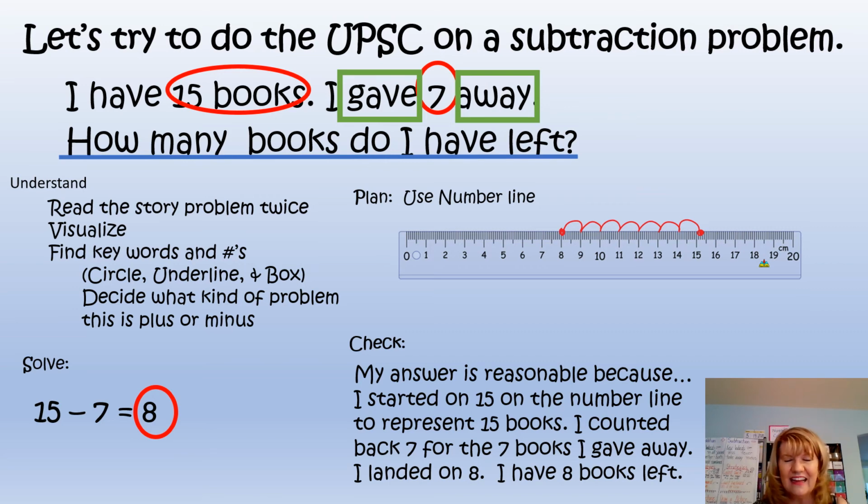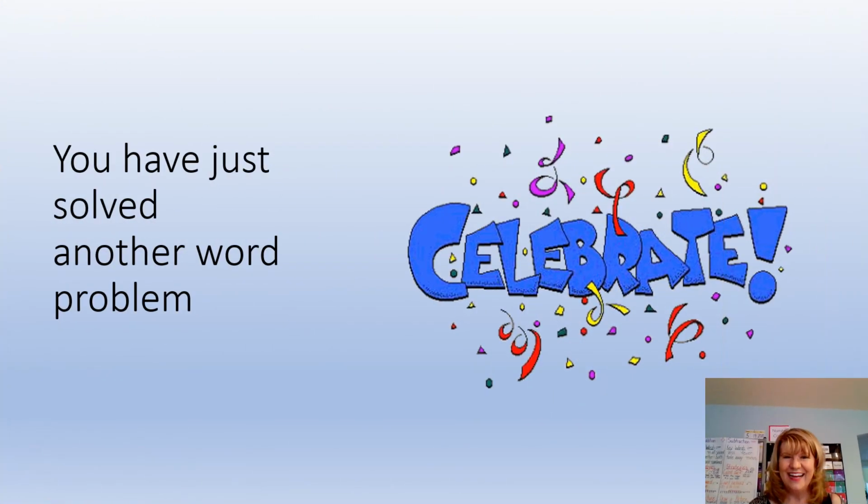Good thinking. My answer is reasonable because I started on 15 on the number line to represent 15 books. I counted back 7 for the 7 books that I gave away. I landed on 8. I have 8 books left. And that is our UPSC. Yay! We have just solved another word problem.